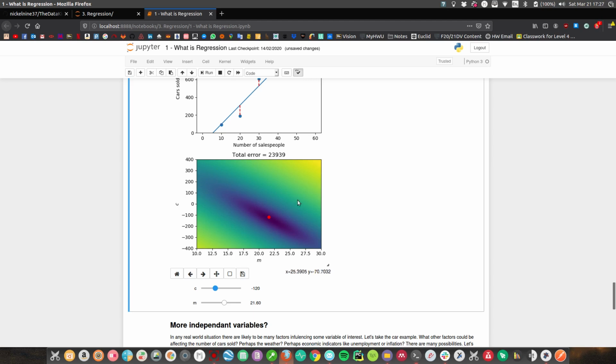So this right here is kind of like a squished bowl, right? And this deep point here is like the lowest point of the bowl, and this is like the high sides of the bowl. So again, to find the point at which our total error is minimized, we're going to want to find the point at which it's flat in both the m direction and the c direction.